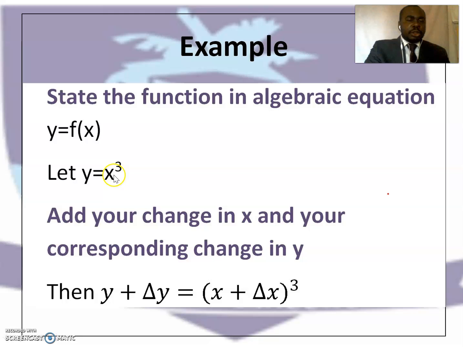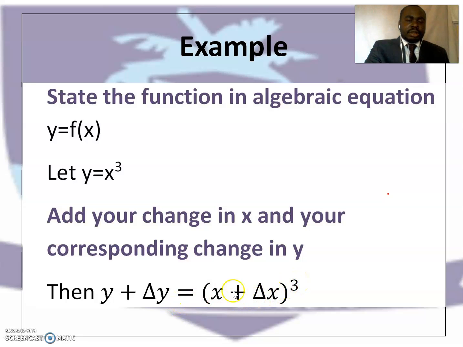So if we are going to be adding anything to the value of x, let's say our x is going to be 3 plus 1, giving us 4. This is not going to be 3 cubed plus 1. No, that's going to be 3 plus 1, 4, all cubed. Right? So coming to this, that's why we have this bracket: x plus our change in x, cubed.